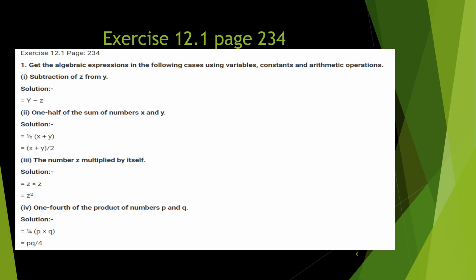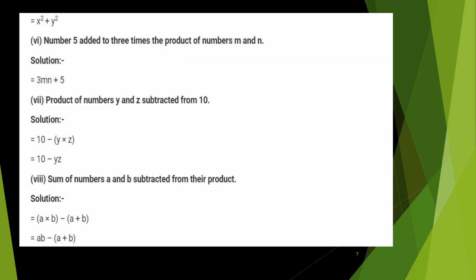The number z multiplied by itself, z multiplied by z, both are same, so z square. 1/4 of the product of numbers p and q, multiply p and q and multiply by 1 by 4. You can also write pq by 4. Then x square plus y square. Number 5 added to 3 times the product of numbers m and n. Very simple. Product of numbers y and z subtracted from 10. So 10 minus y into z, y multiplied by z.